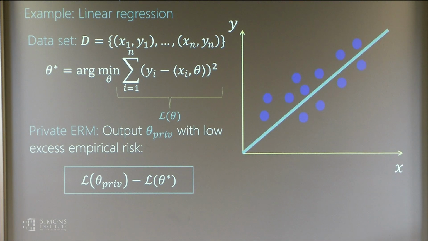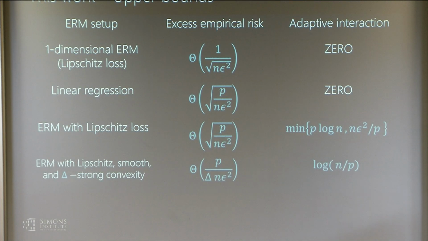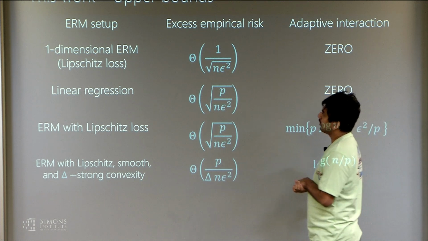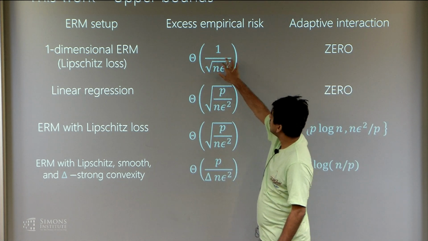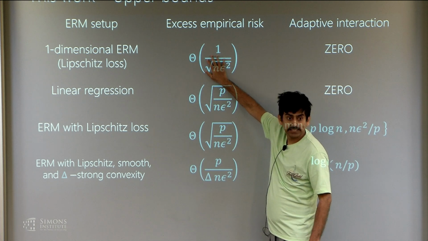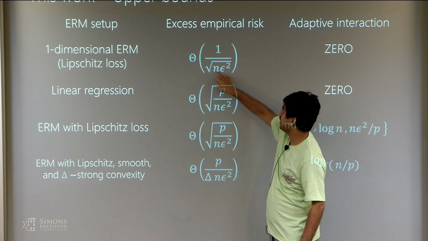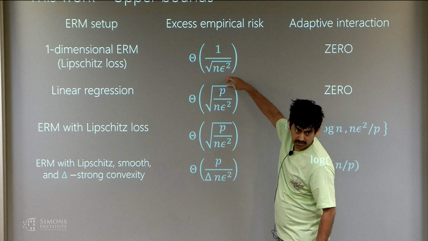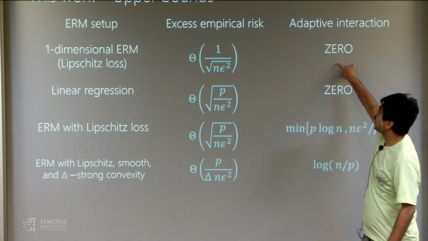So this is what we know in terms of upper bound. If you have one-dimensional or constant dimensional ERM problems, then you can get the optimal excess risk, which is 1 over square root of n times epsilon squared, in the local privacy model with zero adaptive interaction.